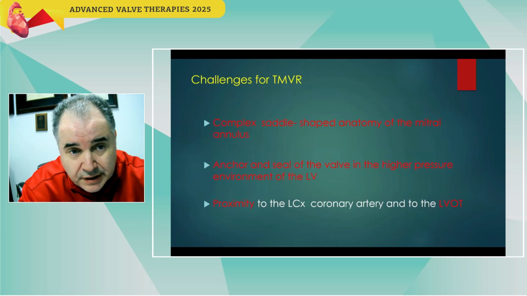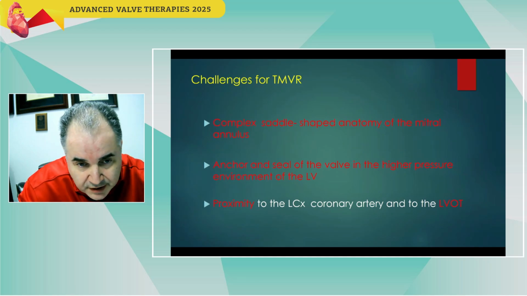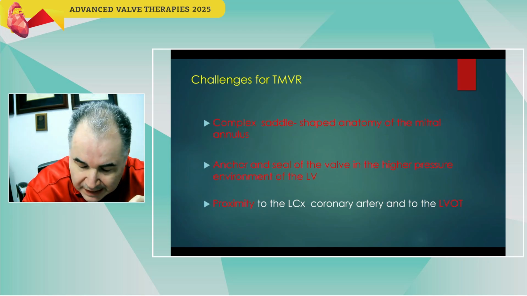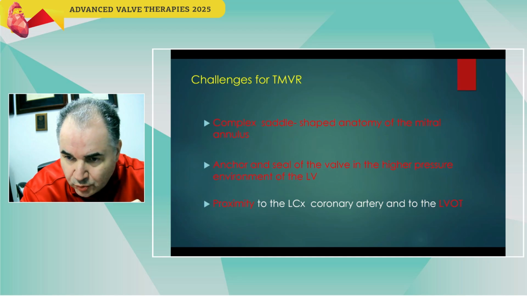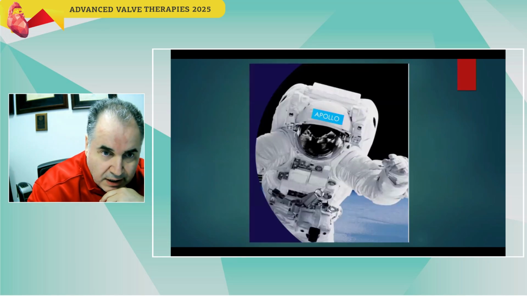And the complexity is because of the saddle shape and anatomy of the mitral annulus, the need to anchor and seal the valve in the higher pressure environment of the LV, the proximity to the left circumflex coronary artery, and the most important problem that we have, which is the risk of LVOT obstruction. I think that's actually the biggest problem we have in trying to treat this with devices.